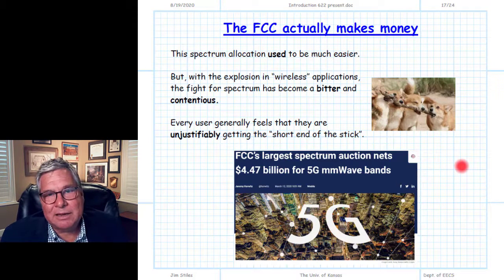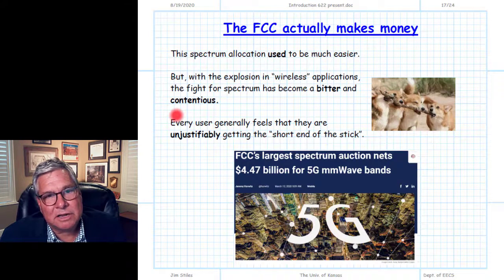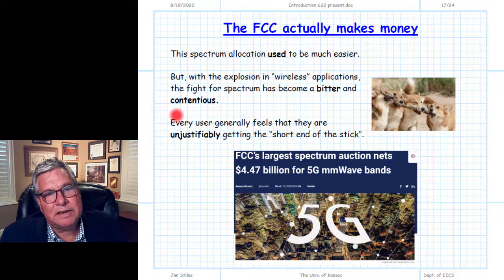And again, that used to be a little bit less contentious, but now, because of the huge demand of wireless systems, and particularly because of cellular systems, there is pressure all the time on the FCC to convert some bandwidth, some frequencies that are allocated for other users, into frequencies that can be used for cell phones. And of course, those people that lose their spectrum are not very happy about it. But that is the job of the FCC, is to make those determinations.